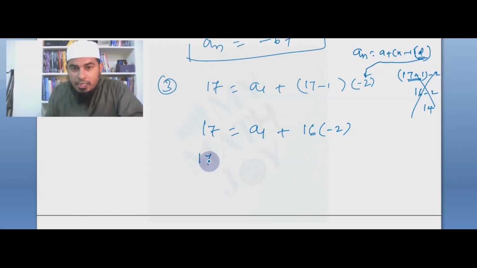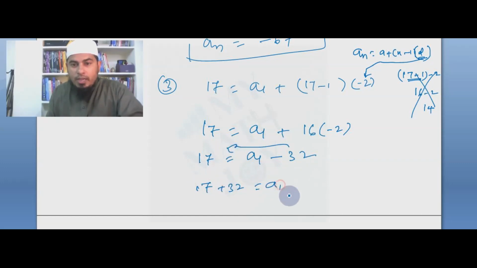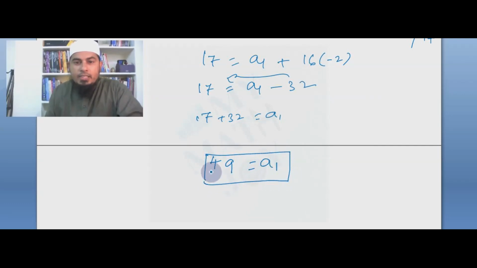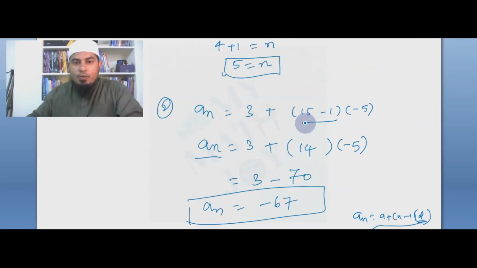So 17 is equal to a1 plus, times minus 16 times 2 is exactly 32. Transpose this to get 17 plus 32 is equal to a1. So now add and subtract according to the sign. You can do it this way: 7 plus 2 is 9 and 3 plus 4 is 49, so that is my a1. Exactly in this way you will get the simplification. Let us move to question 4.